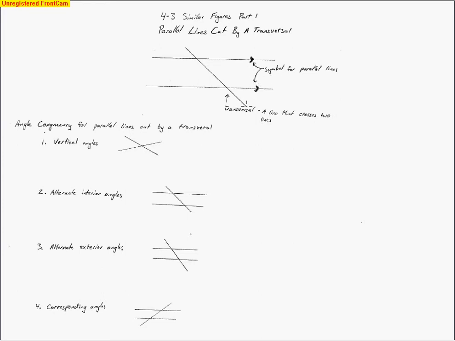And then a transversal is just a line that cuts through a line, and since we're cutting through parallel lines, we've got certain rules that apply to those different angles that are formed. So we're going to look at some congruency theorems, and one congruency theorem is vertical angles. And so vertical angles are these.